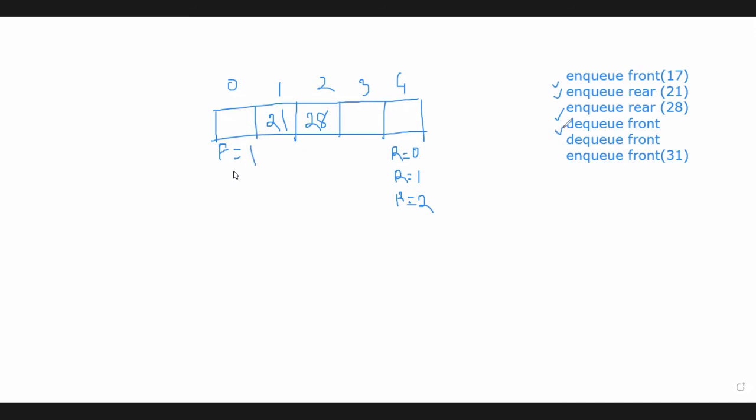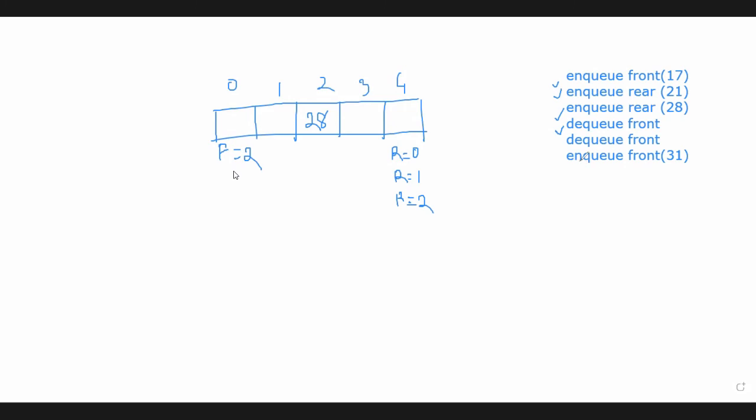Okay. Now again, the next operation is DQ front. So which element will be deleted? 21. After deleting 21 from the front, the front pointer value will be increased by 1 because 28 is the first element. So F equals 2. Now the queue has only one element, 28, because front equals 2 and rear equals 2.